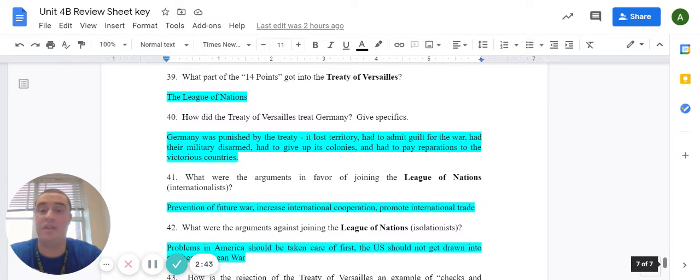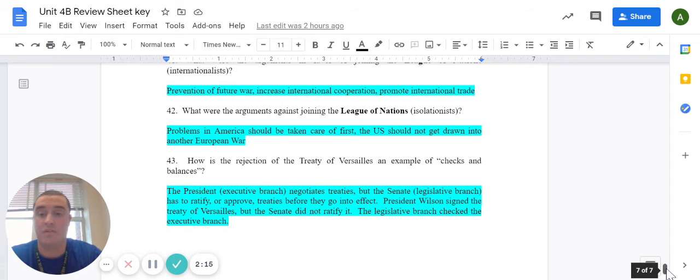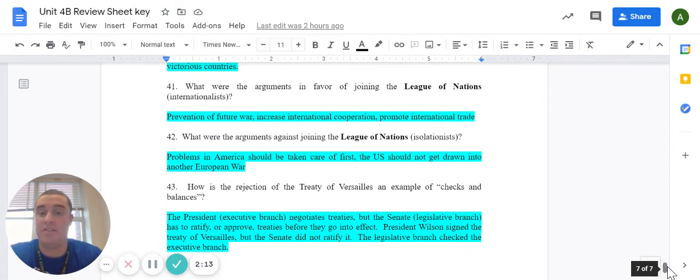Number 40, how did the Treaty of Versailles, which ended World War I, treat Germany? So overall, Germany was punished pretty harshly by the Treaty of Versailles. It had to give up some territory. Germany had to admit guilt for World War I. There was a disarmament part of the treaty that made Germany dismantle their military. Germany had to forfeit some of their overseas colonies. And finally, and most importantly, Germany had to make reparations, or payments, to all the victorious countries in World War I.